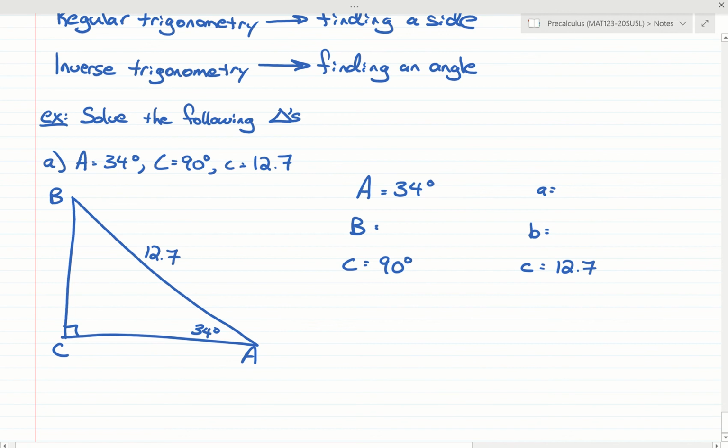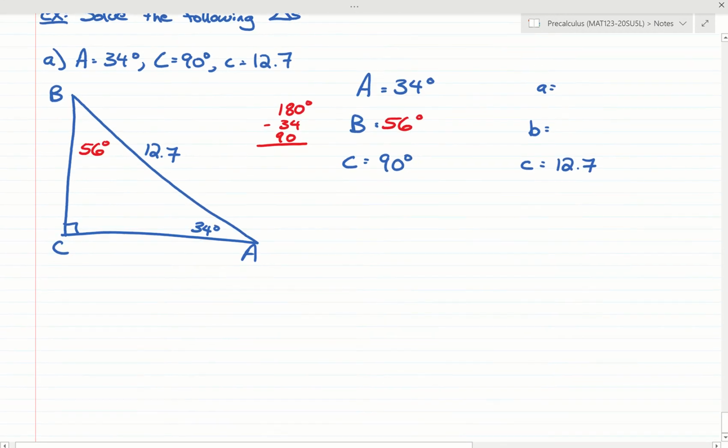Well, we don't know angle B, so all the angles in a triangle add up to 180. I'm going to do 180 minus 34 and 90. Let's see what that is. 180 minus 34 and 90. That's 56 degrees. So I'll label this here. And now let's find the side. So you have to make a decision which side you want to find. We have a lot of freedom here, and we'll use our trig functions to do this.